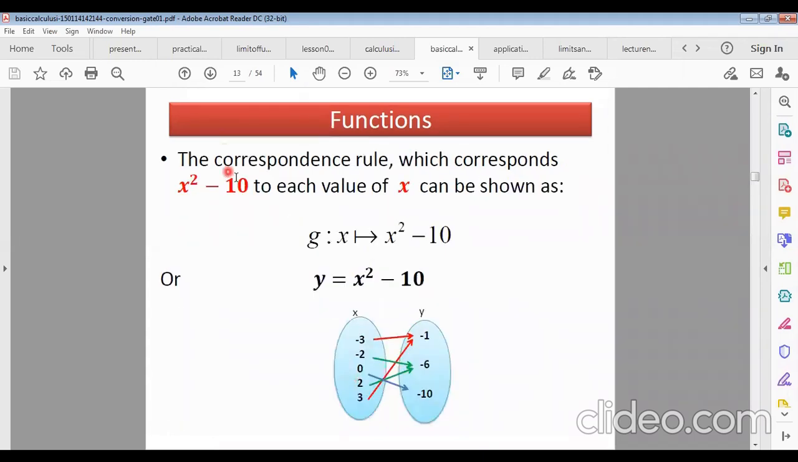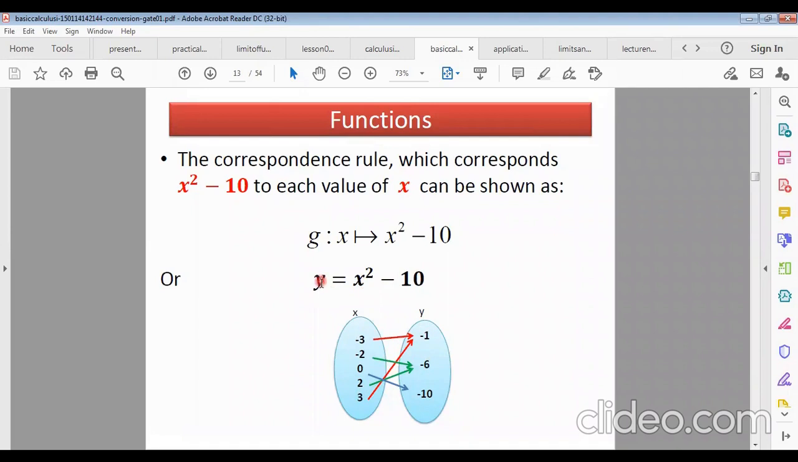If all elements of the domain match to elements of y, then it will be called a function, otherwise not a function. Suppose the correspondence rule which corresponds x square minus 10 to each value of x can be shown like this. Suppose this is another function of x to x square minus 10. That means y equals x square minus 10. So for every value of x, suppose x equals minus 3, then y equals minus 1. If x equals minus 2, whole square minus 10, 4 minus 10, that means minus 6. Then if x equals 0, we get minus 10. If x equals 2, then we get again minus 6. If x equals 3, we get minus 1.